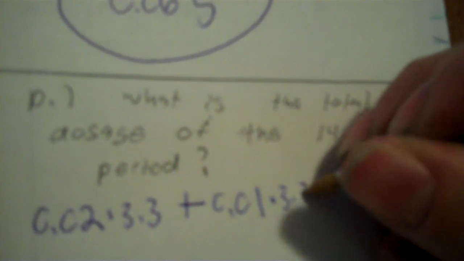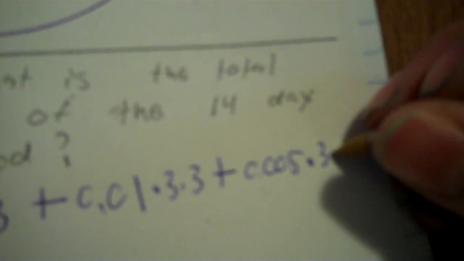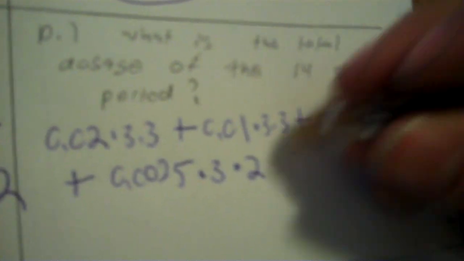So 0.02 times 3 times 3 plus 0.01. That's 3 more days times 3. 4, 5, 6 is 3 days times 3 times 3. Plus 0.005 times 3 times 2. Or times 2 times 3, it doesn't really matter. Plus 0.0025 times 3 times 2. Plus 0.000125 times 3 times 2.